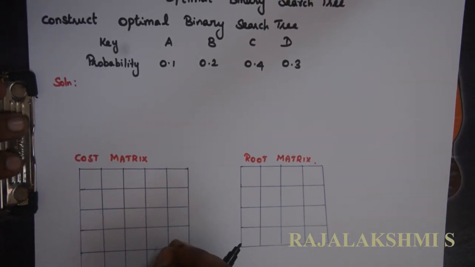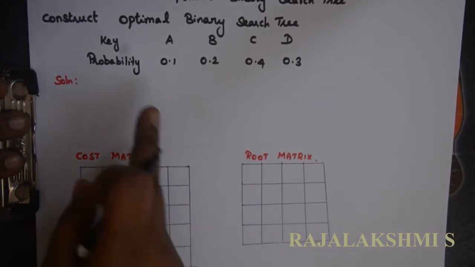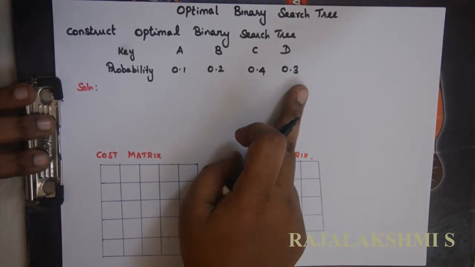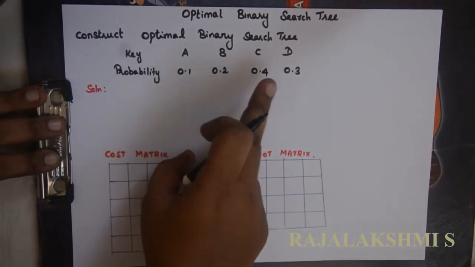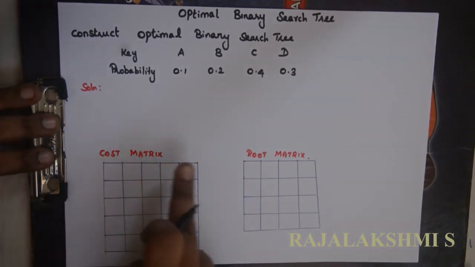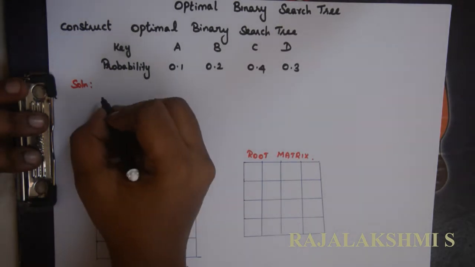In this lecture, we are going to discuss optimal binary search tree construction. They have given the keys along with the probabilities. Our goal is to construct an optimal binary search tree. The solution involves constructing a cost matrix and a root matrix with the help of some formulas. So I am writing the formulas.